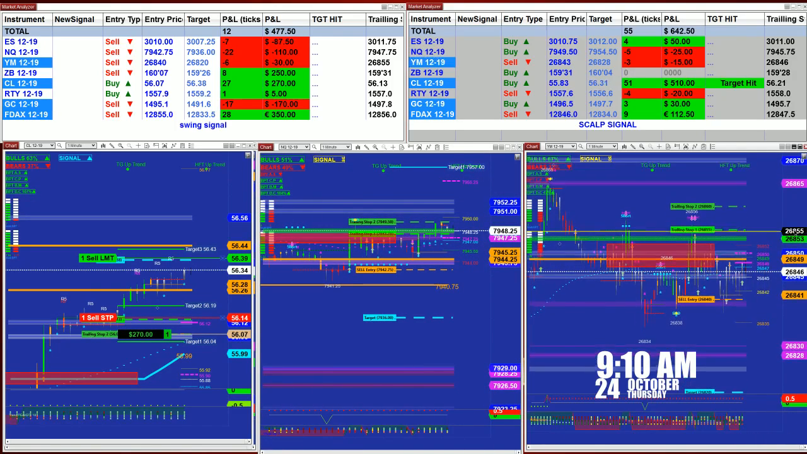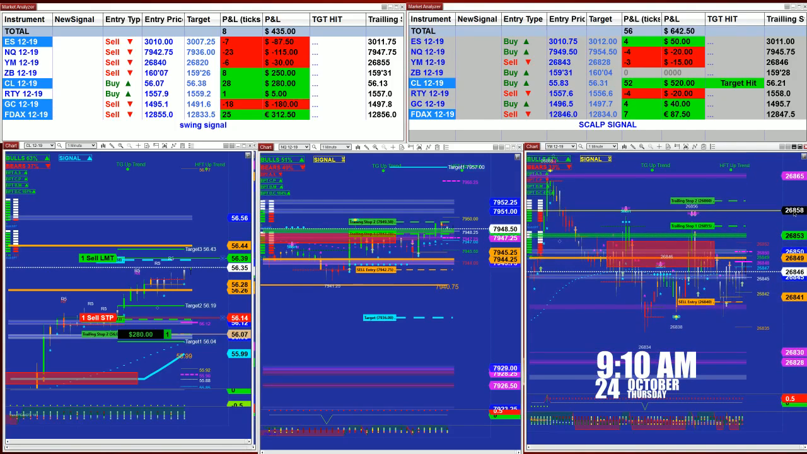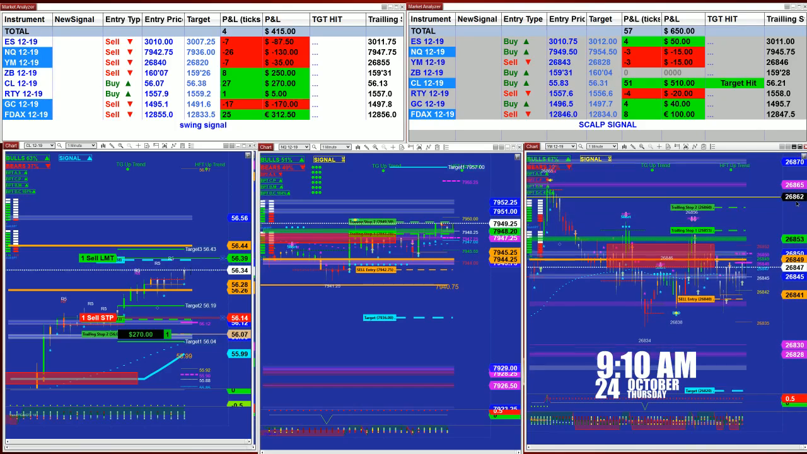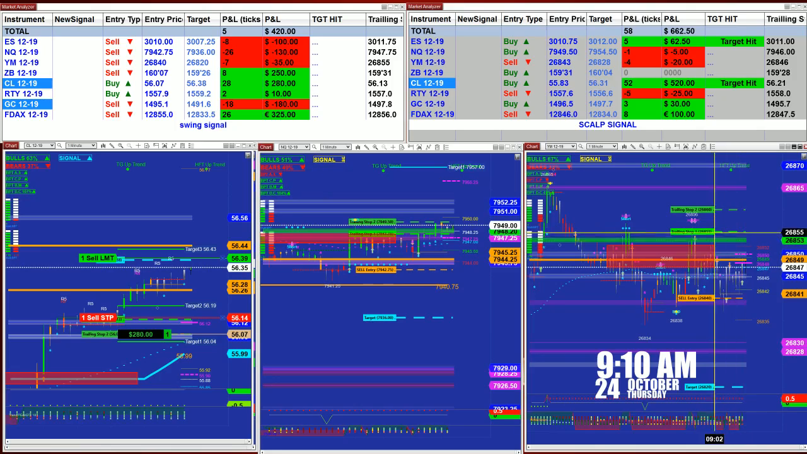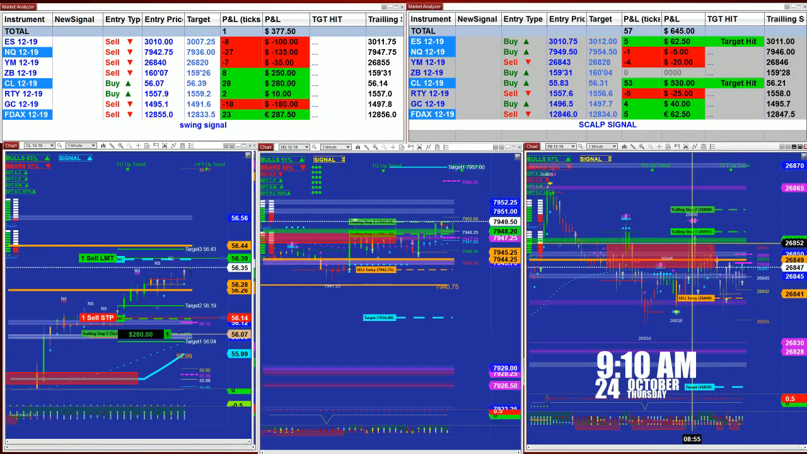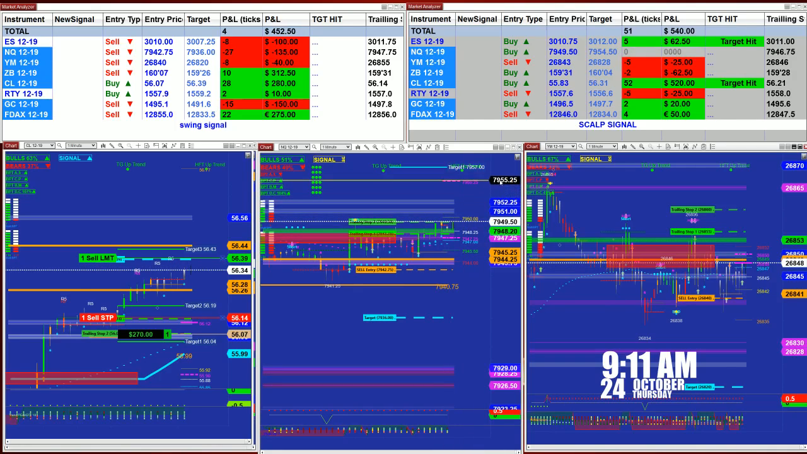For the YM, there is nothing in the YM trade. Very critical areas here. We should not be trading the YM. And we are about to have the auto trade taking a signal.